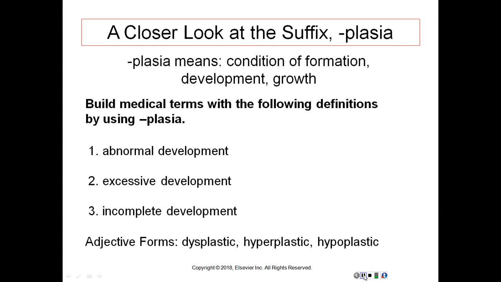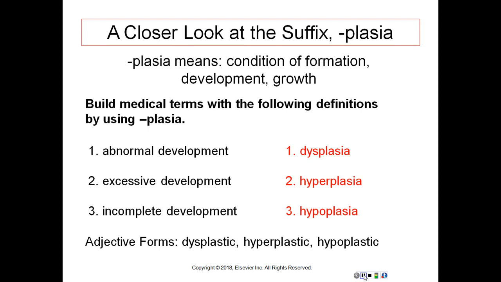So, abnormal development. If you turn back to your prefix table, look at which prefix means abnormal. Again, you can always pause this at any time, but hopefully you saw that dys, D-Y-S, means abnormal. Then the second one, excessive development, which prefix means excessive? Again, hopefully you chose hyper. And then incomplete. Hopefully you chose hypo, which means incomplete. So when you complete the actual medical terms, you get dysplasia, hyperplasia, and hypoplasia.